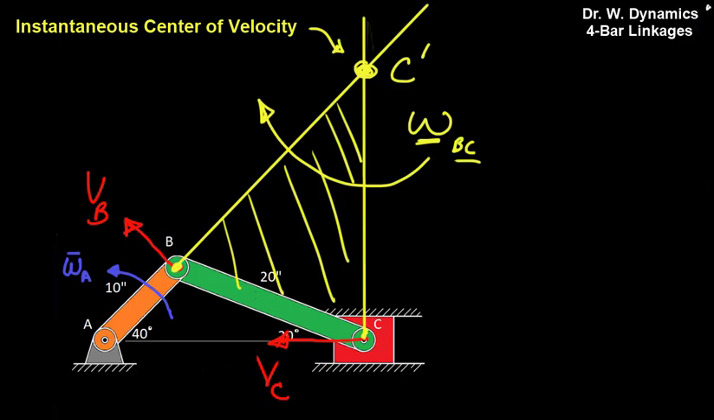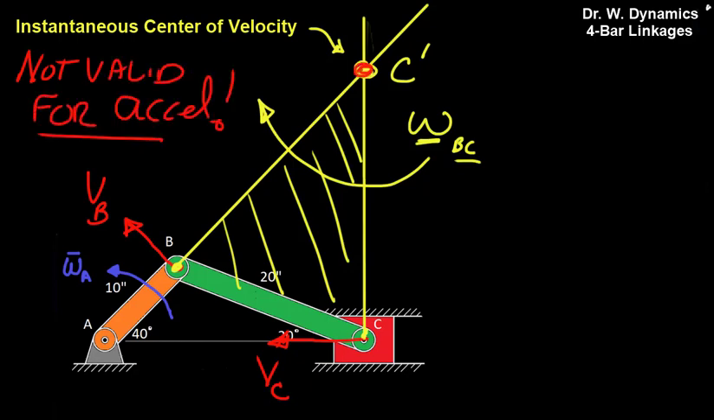It's important to note that this is not valid for any accelerations. It only works to identify the velocities and the rotational value for the link itself. And keep in mind, over time, this will move. Later on, when the link is over here, this will be down here. So we're going to see that this point is going to move over time.